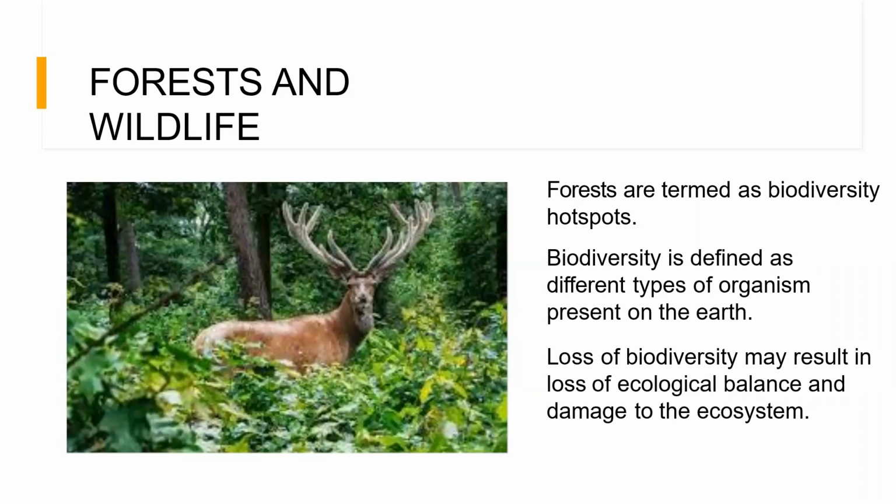When we are talking about forest and wildlife, forests are termed as biodiversity hotspots. Biodiversity is defined as different types of organisms present on the earth. Loss of biodiversity may result in loss of ecological balance and damage to the ecosystem. Hence, we need to take care of our forest as well as wildlife.